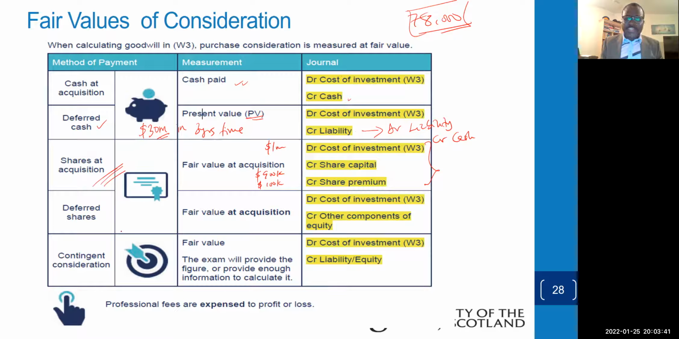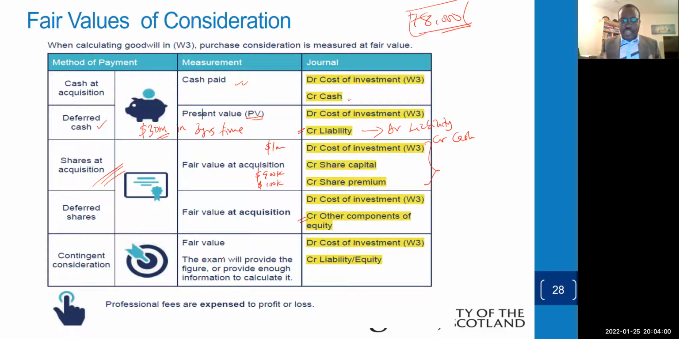We could also give you deferred shares. We'll not give you the shares today, like in the cash. We'll give you later. In 3 years, we'll give you this block of shares. The same scenario lies here as in the case of deferred cash. Instead of crediting liability, credit other components of equity.